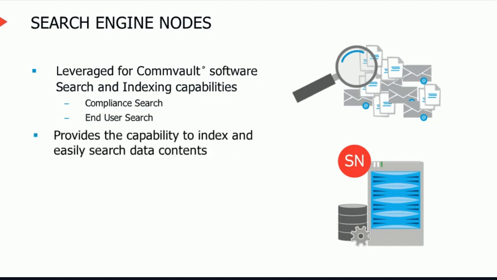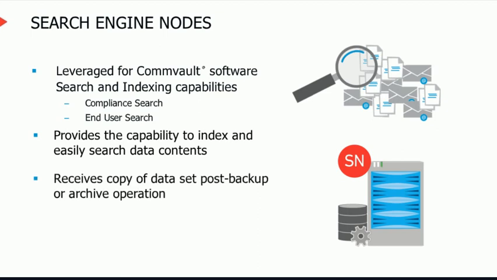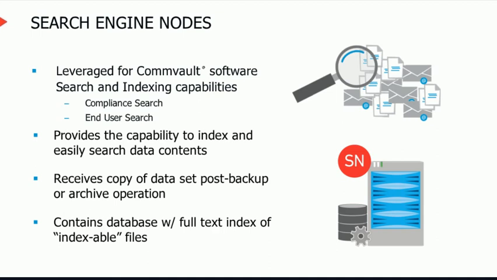CommVault search capabilities allow organizations to index the contents of compatible data types and easily find specific objects based on a variety of parameters. Typically, the search node receives a copy of datasets subsequent to a backup or archive operation for processing. Search nodes contain a database with a full text index of any files that are capable of being indexed.